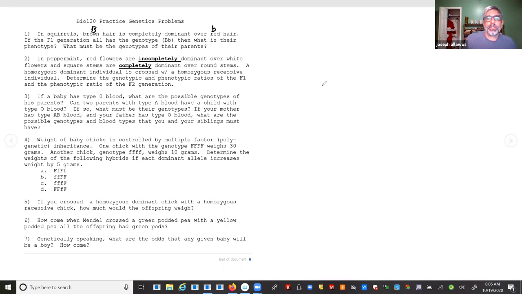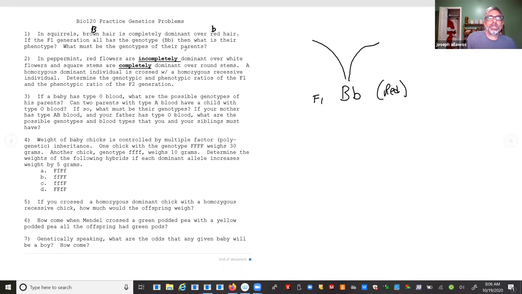So let's think about this. If all of the offspring have this genotype, and this is the F1, the first generation, what's their phenotype? Well, that's just saying, what do they look like? If brown is dominant over red, what does this phenotype look like? It's going to be brown, right? Because brown is dominant over red. So that's easy enough.